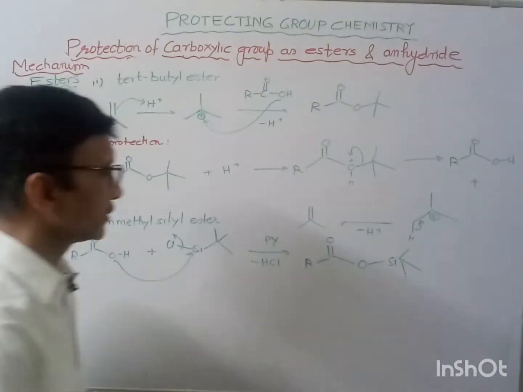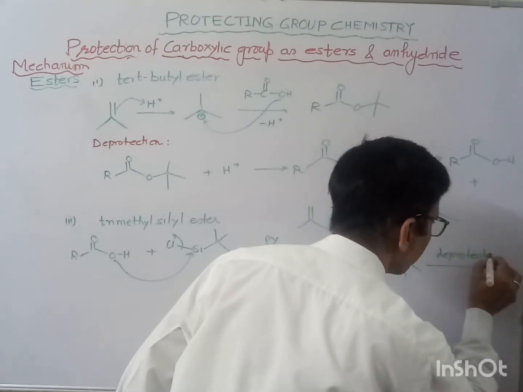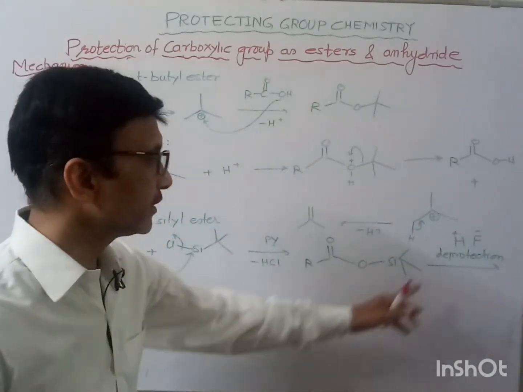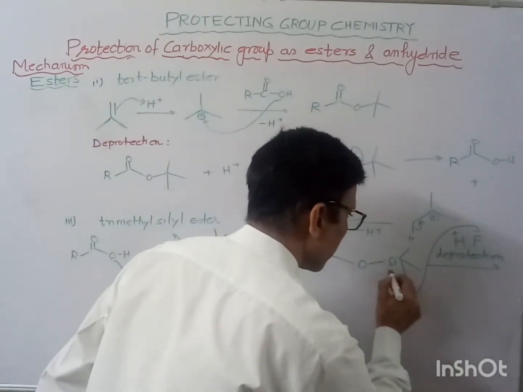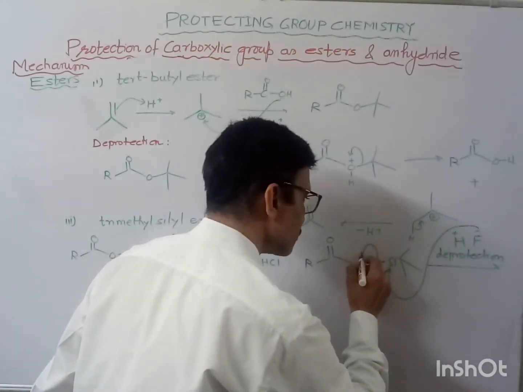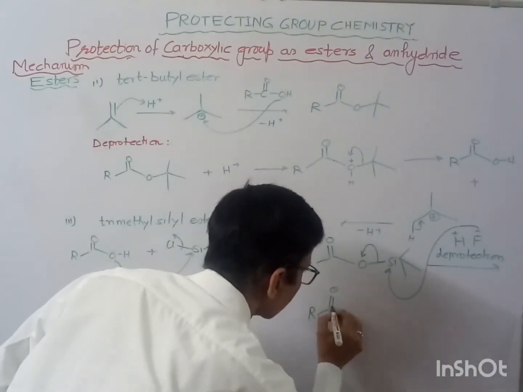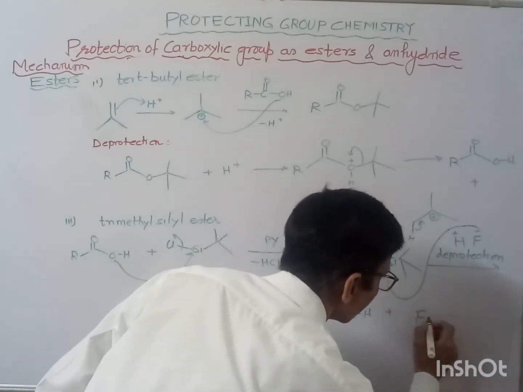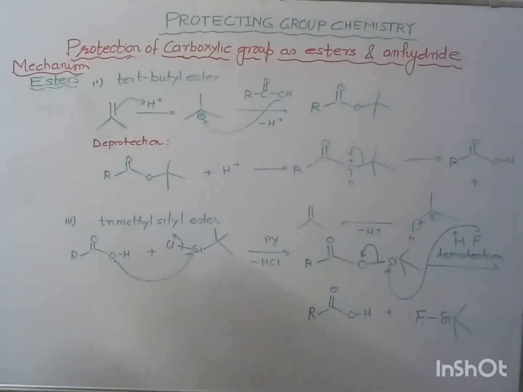Now this can be deprotected. So, the deprotection step uses some fluoride source. The fluoride ion will form a strong bond with this silicon, and the silicon-oxygen bond, being weaker in comparison to the silicon-fluoride bond, will get broken, and we will get the acid back like this. Okay, so this is a simple mechanism.